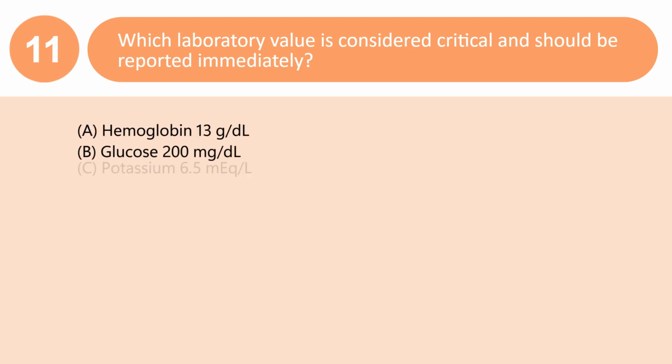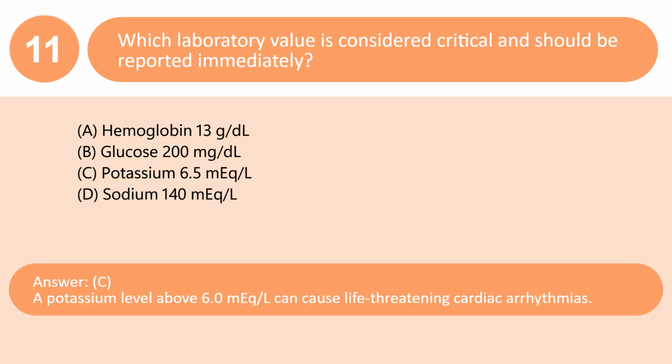Which laboratory value is considered critical and should be reported immediately? A. Hemoglobin 13 g/dL. B. Glucose 200 mg/dL. C. Potassium 6.5 mEq/L. D. Sodium 140 mEq/L. Answer: C. A potassium level above 6.0 mEq/L can cause life-threatening cardiac arrhythmias.